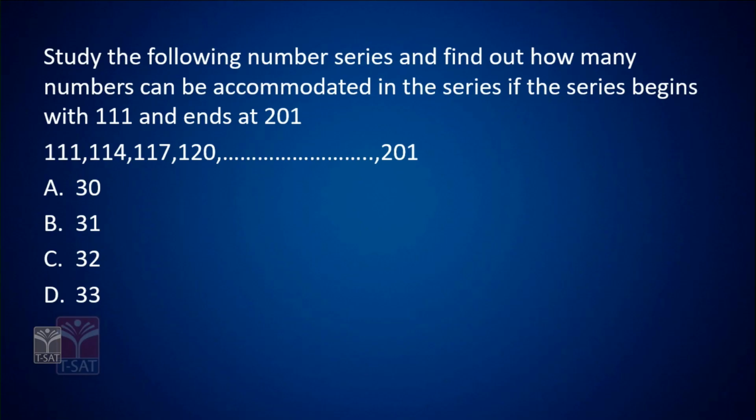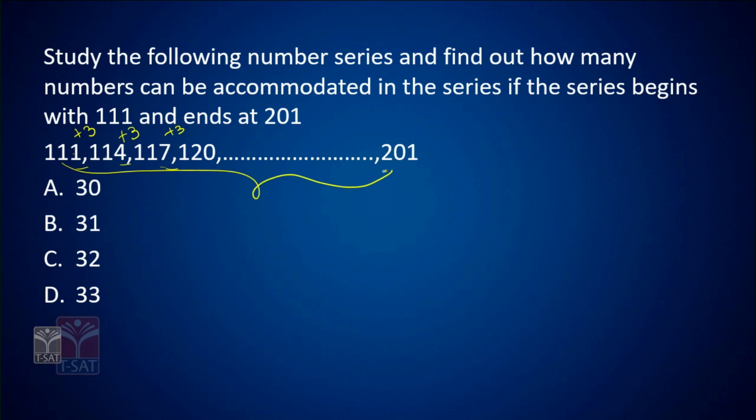Okay, there is a series. Study the following number series and find out how many numbers can be accommodated in the series if the series begins with 111 and ends at 201. Okay, first we need to identify what pattern the series follows. So here again, 111 plus 3 is 114. 114 plus another 3 gives 117. 117 plus 3 is 120. So basically we're just increasing the number by 3 every time.